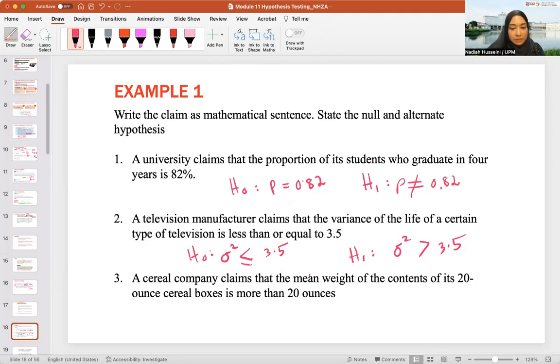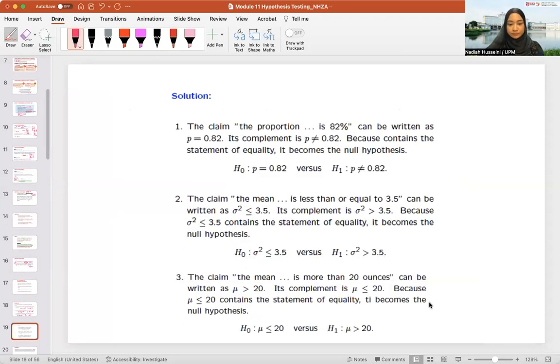A cereal company claims that the mean weight of the contents of its 20-ounce cereal box is more than 20 ounces. So we're going for the mean of the contents of its cereal box being more than 20 ounces. This is going to be our alternate, and our null is going to be mean less than or equal to 20. Okay, hopefully I got that right. Let's see the solution.